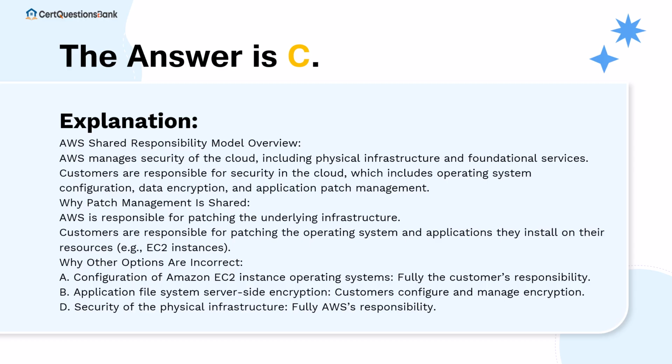AWS Shared Responsibility Model overview. AWS manages security of the cloud, including physical infrastructure and foundational services. Customers are responsible for security in the cloud, which includes operating system configuration, data encryption, and application patch management.